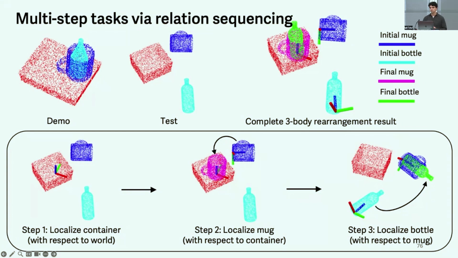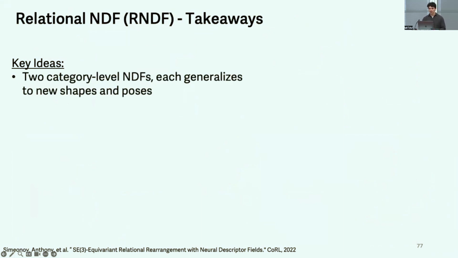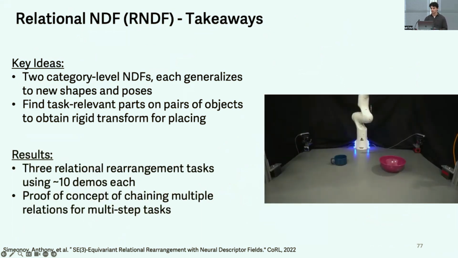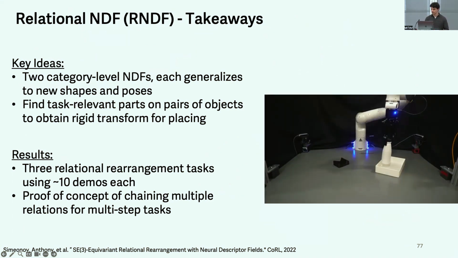There's additional qualitative examples we have on simulated objects showing how relations can be chained together to rearrange multiple objects in a sequence. But I don't have too much time to get into that right now. So the main takeaways here are that we can use the descriptor field representation to encode pairs of novel objects and localize their task-relevant parts to solve for transforms that achieve a desired relation, again, just demonstrated from a few examples. And we showed this on 3 real-world rearrangement tasks, as well as a proof of concept on using RNDFs for multi-step tasks by chaining relations together.